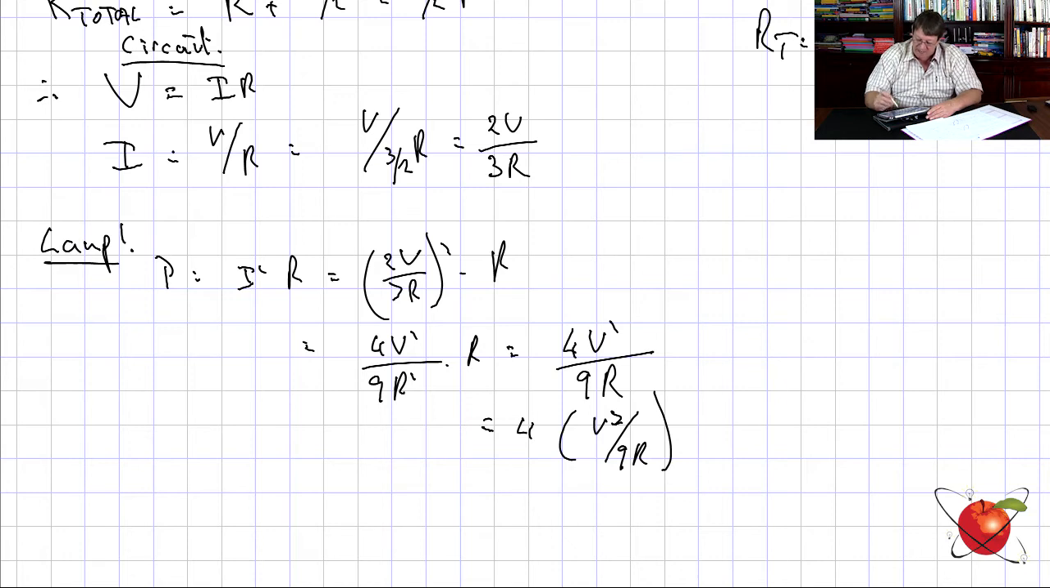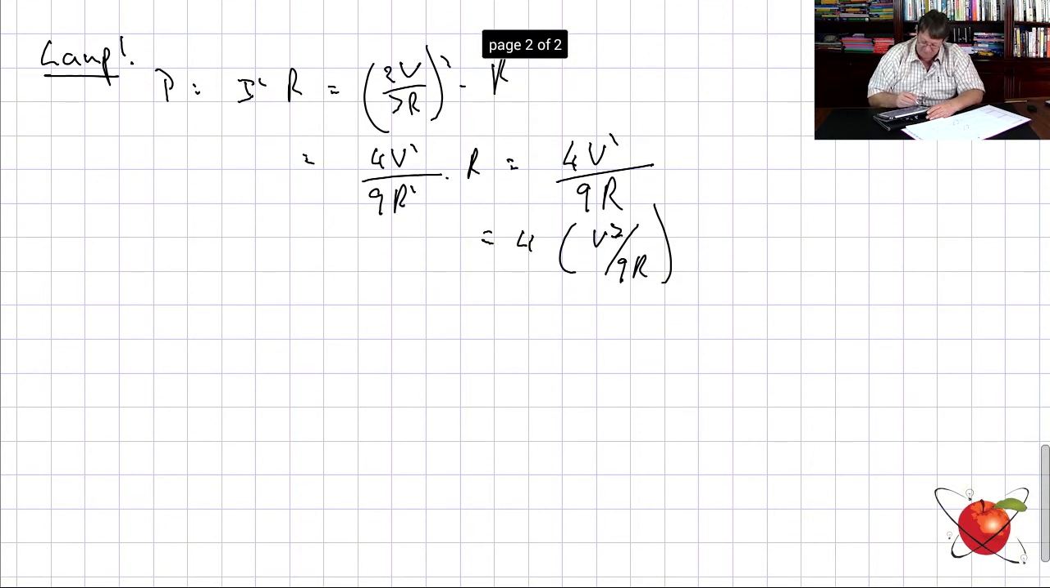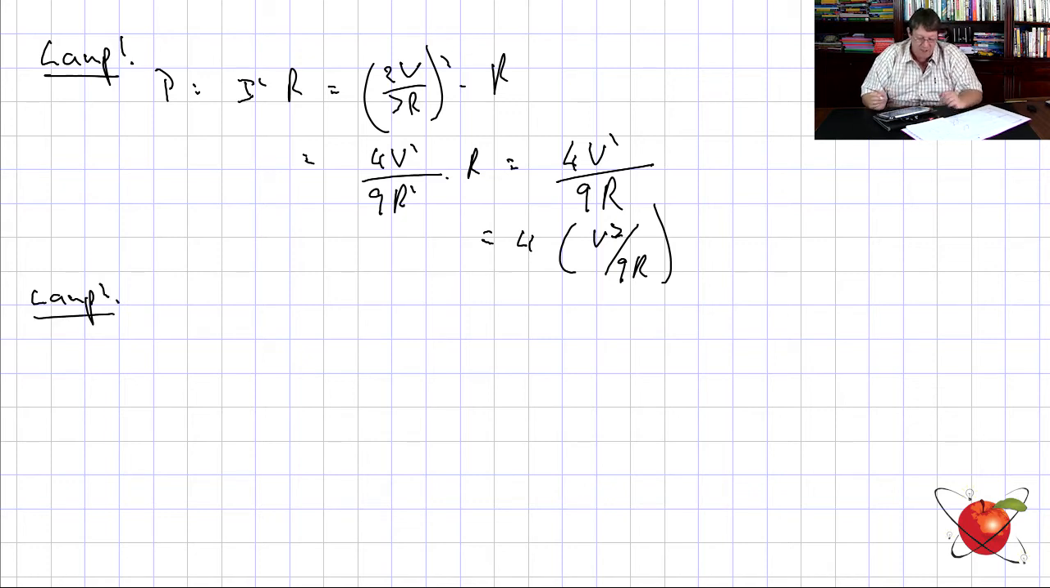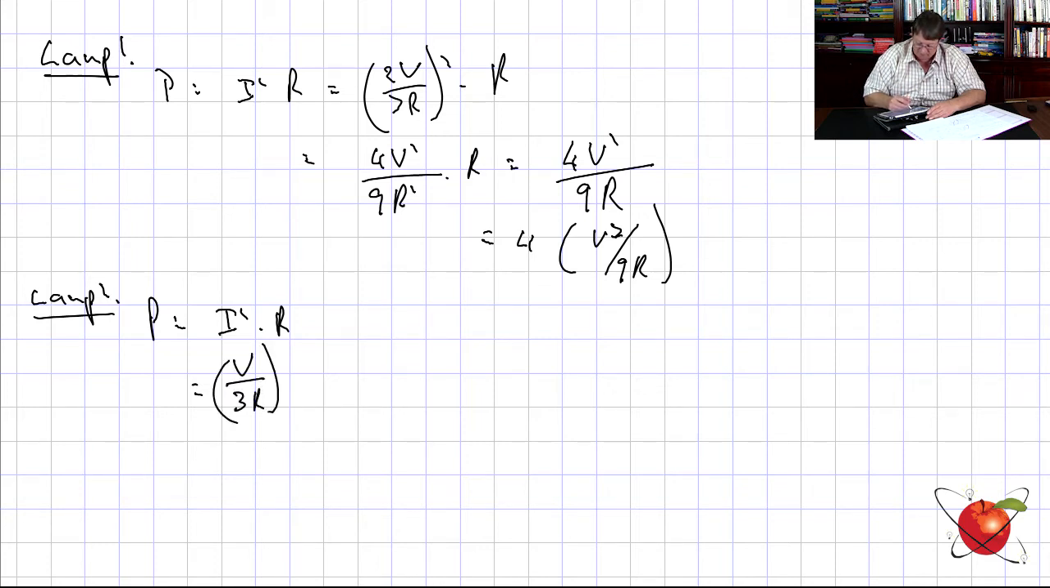Now let's go to lamp 2. Okay. Lamp 2. What happens at lamp 2? What is the power? Power is I squared R. What is the current going through there? V over 3R squared times R. That is going to be V squared over 9R at the end of the day.